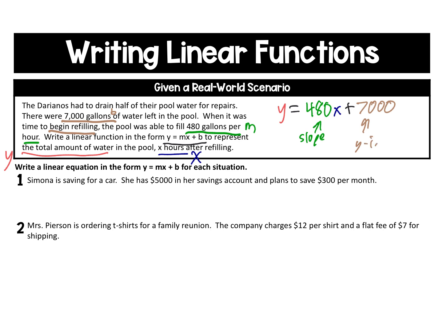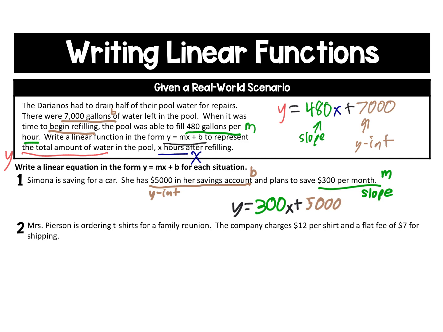Now go ahead, pause the video, try the two practice problems below, and then resume the video and check your answers. Let's try a practice problem. Simona is saving for a car. She has $5,000 in a savings account and plans to save $300 per month. Here, the amount she saves is her y value, and the number of months that has passed is her x value. That means that 5,000 when she starts is her y-intercept, and her 300 per month is her slope. Now that we have all of our information, we can plug into y equals mx plus b to get y equals 300x plus 5,000.